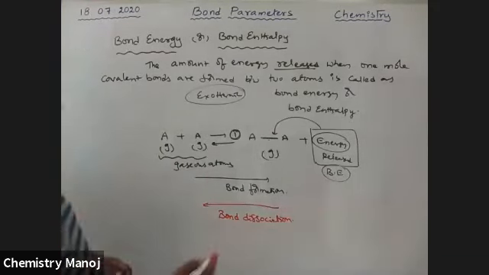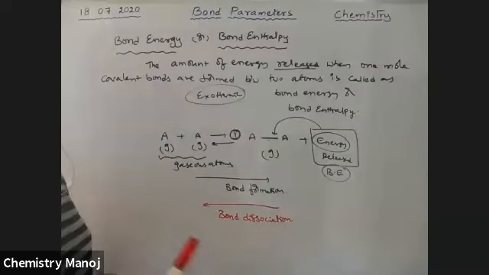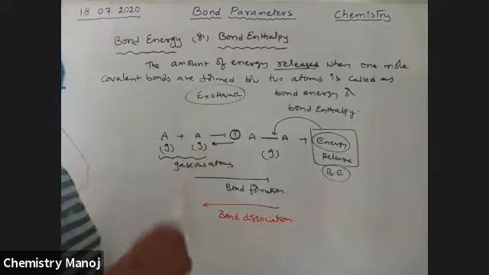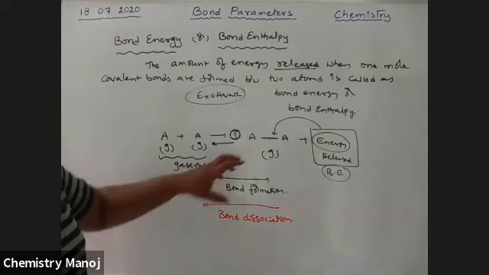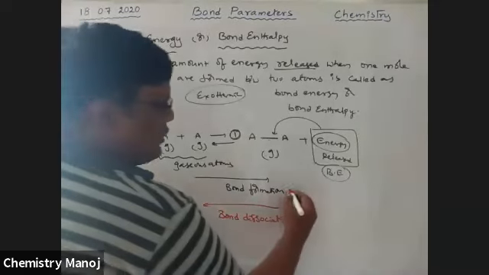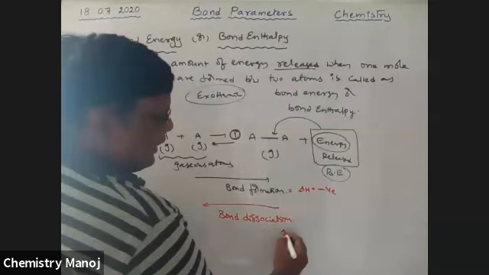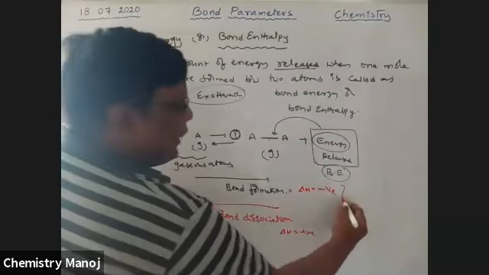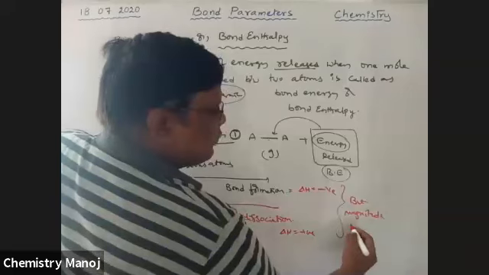So that means the bond dissociation energy and bond formation energy have the same magnitude, but one is released and the other is absorbed. One is an exothermic case, another is an endothermic case. The magnitude value is the same. It is very, very important. For bond formation, delta H is negative. For bond dissociation, delta H is positive. But the magnitude is the same.